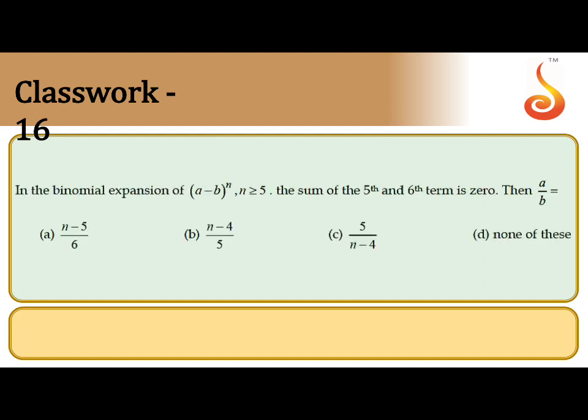Next one. In the binomial expansion of a minus b whole power n, the sum of fifth and sixth terms is 0. What is the value of a by b? Sum of fifth and sixth term, that is t5 plus t6 equal to 0, that is t5 equal to minus t6. What is the value of a by b we want? So I will write on the next page.